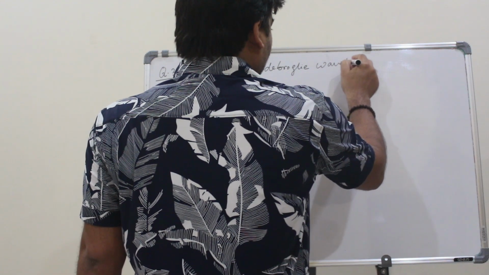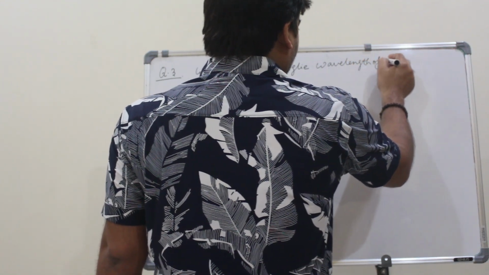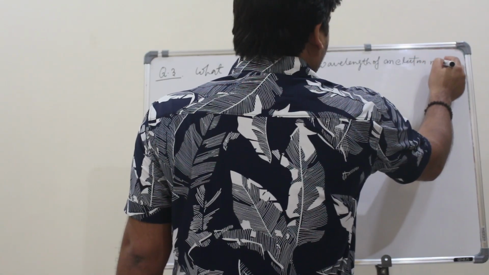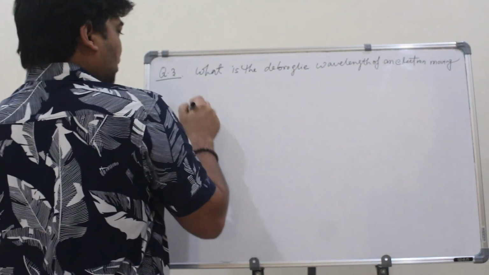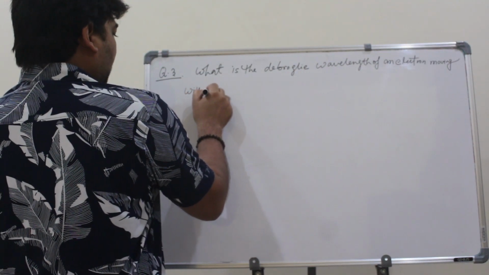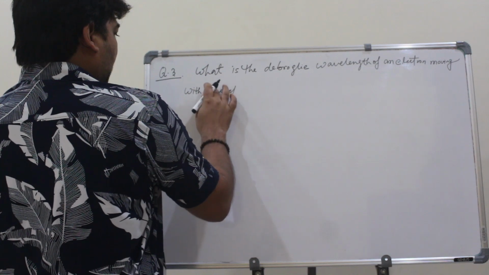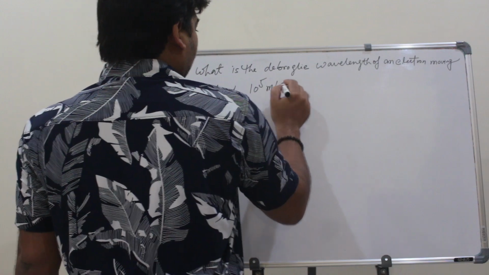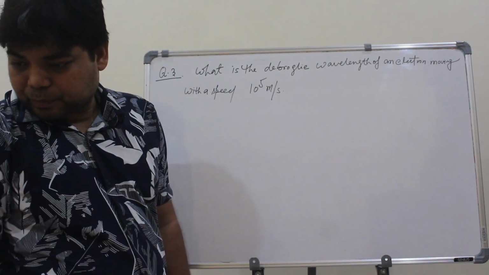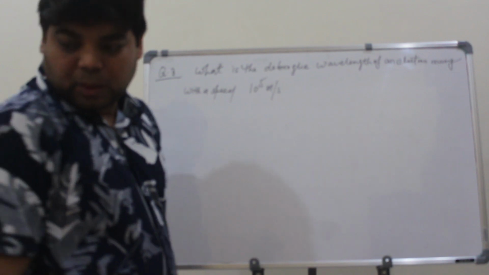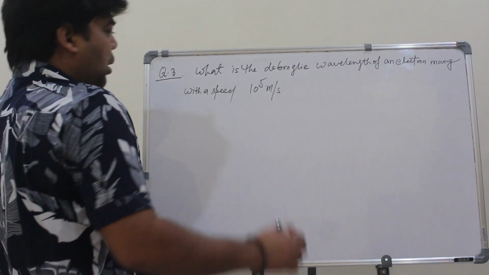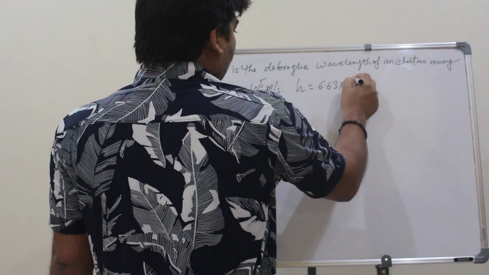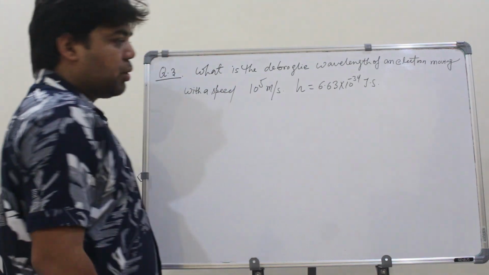Wavelength of an electron moving with a speed of 10 to the power 5 meter per second. So this is given. Planck's constant is given as h equals 6.63 times 10 to the power minus 34 joule second.